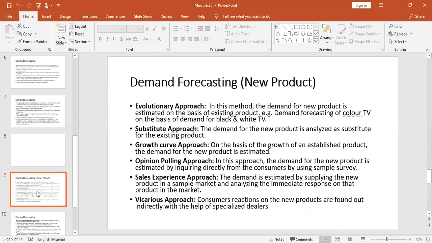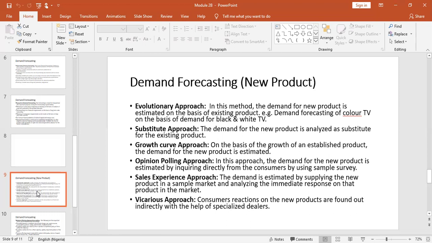Substitute approach. The demand for the new product is analyzed as a substitute for the existing product. Growth curve approach. On the basis of the growth of an established product, the demand for the new product is estimated. Yes, when you have a product that has been around for a long time, you can use the basis of its growth. If a product is doing very well, then it can be a basis for estimating that the demand for a new product that competes with it or is similar to it will be very high.